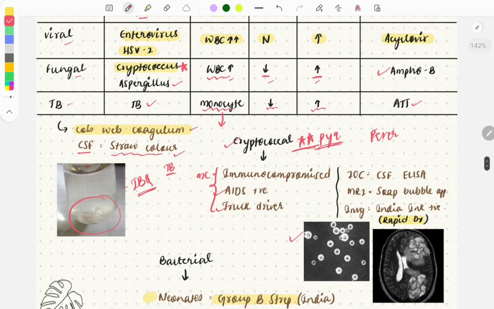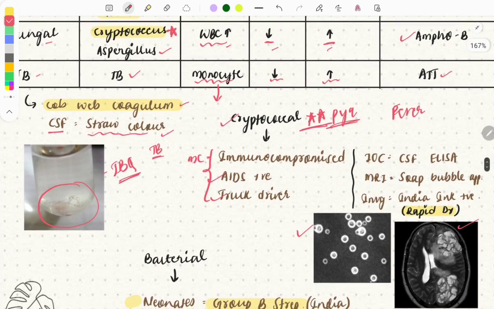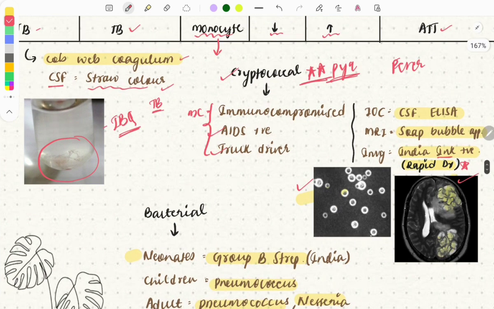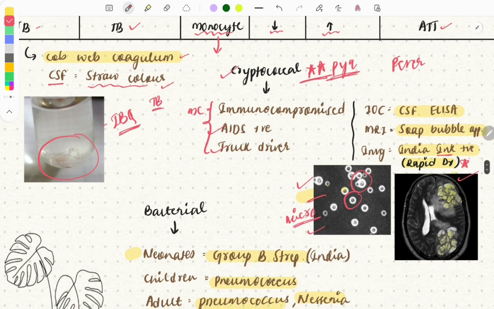Also image based questions are asked on cryptococcal meningitis. The investigation of choice for Cryptococcus is CSF ELISA, and on MRI it gives a soap bubble appearance, as you can see here. Another investigation which will help us identify it as Cryptococcus is India ink positive. A question was asked which of the following will help make the rapid diagnosis of cryptococcal meningitis, and it was India ink positive. In this image you can see the background is black and the Cryptococcus is white. This image can be asked in microbiology; you need to first identify the organism as Cryptococcus, and then that it causes meningitis.